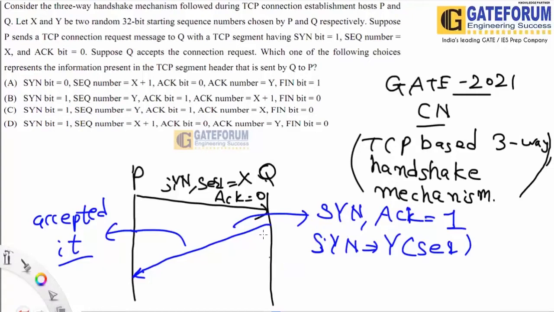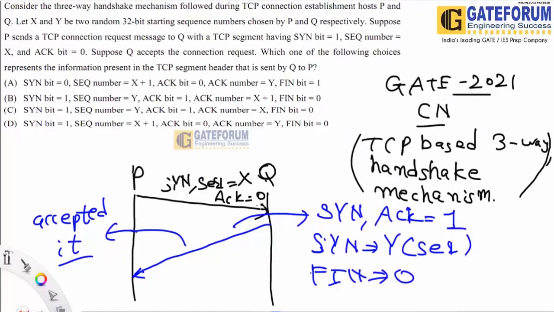Okay, FIN bit represents the connection termination. FIN bit is always for connection termination, so it would be 0. Okay, so based on this you can take the option might be B and C. What about the acknowledgement number?